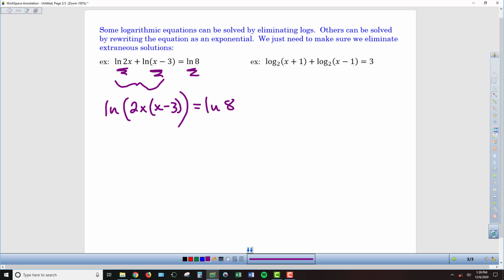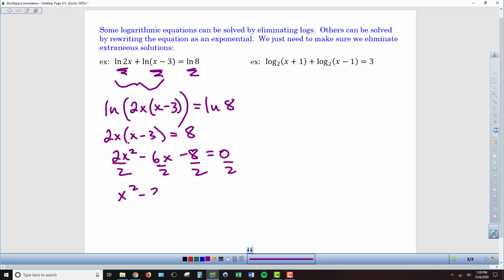Now that we have it down to a single logarithmic expression on the left and one on the right, we can set those insides equal to each other. So we've got 2x times x minus 3 equals 8. Now I need to solve this using our ordinary equation solving techniques. I'm going to distribute first, so we get 2x squared minus 6x. And then I'm going to move the 8 over to that side because I'm ending up with a quadratic equation. Before trying to factor this, I can see everything's divisible by 2, so I'm going to go ahead and do that. So I get x squared minus 3x minus 4 equals 0.